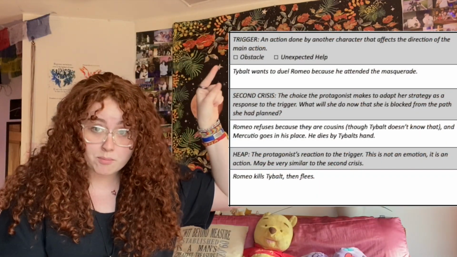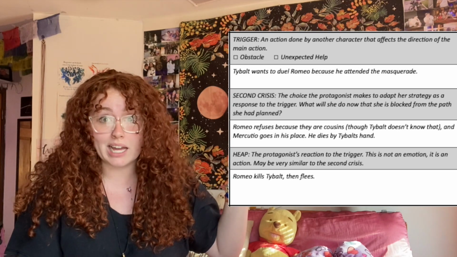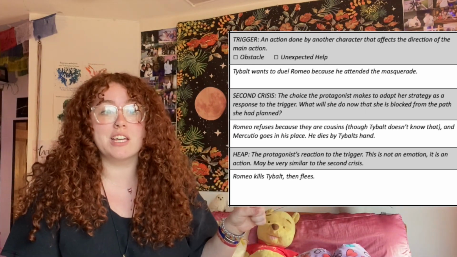And if you really want to break this down, the trigger is Tybalt wanting to fight, the crisis is Mercutio fighting and dying, and the reaction is Romeo killing Tybalt. This is also kind of the turning point of the whole play. Before this, you could really consider Romeo and Juliet a comedy, but after Mercutio dies, it turns into a tragedy. This is also the structural climax of the entire play.